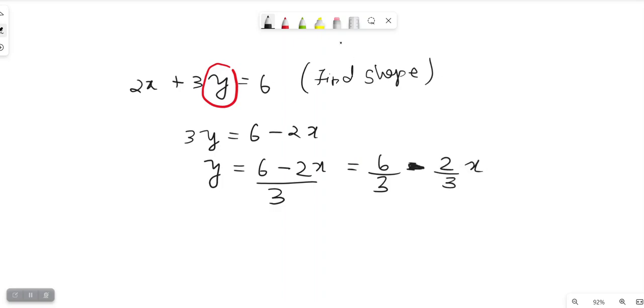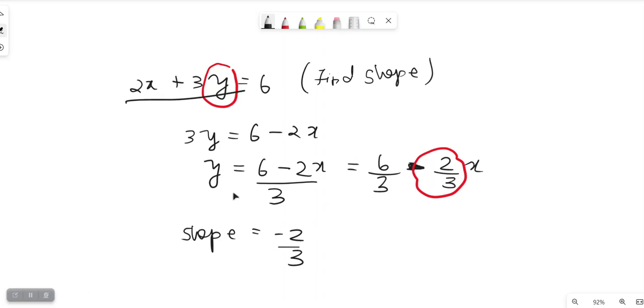And then the number that is in front of x is called the slope. So in our case, the slope is minus 2 upon 3. All clear? So suppose we have an equation of this form. From this, we will get a slope.